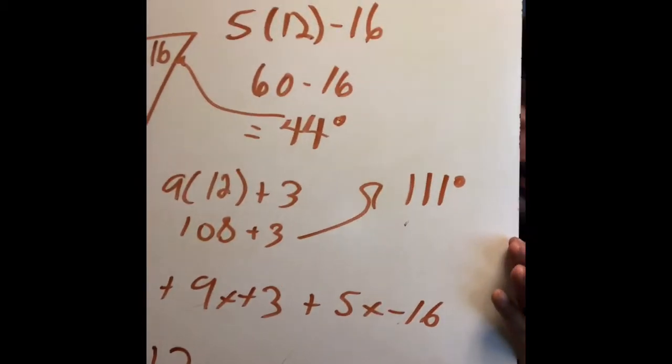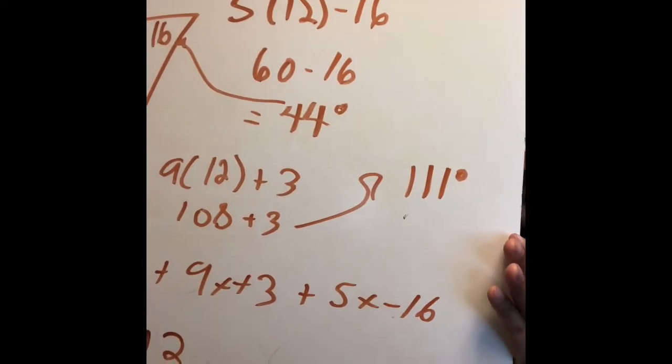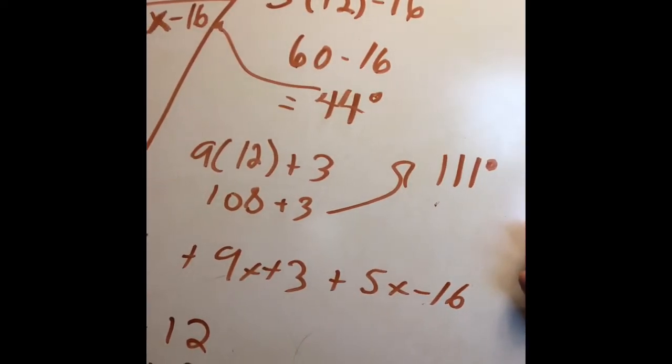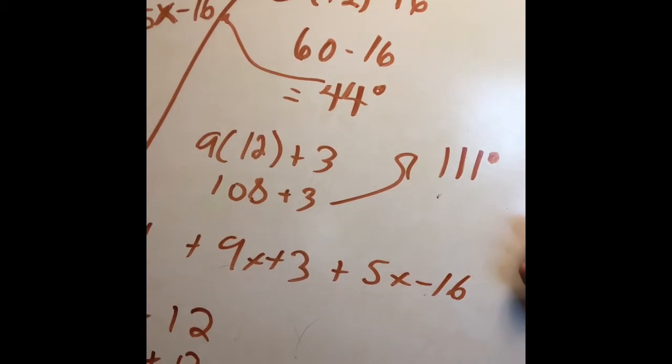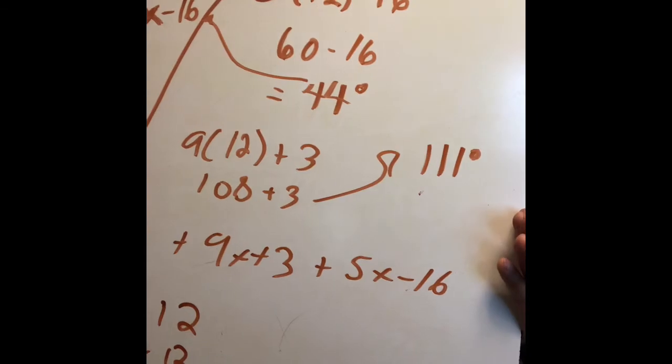So a couple more there. 5 times 12 minus 16 is 44 degrees, and then 111 degrees. And if I added all those up, 111, 44, and 25, I should get to 180. And if I did it right, then it's 180, and we're good. And if I didn't, then obviously we have a problem. A couple more examples to get to before we switch gears. So let's do them.